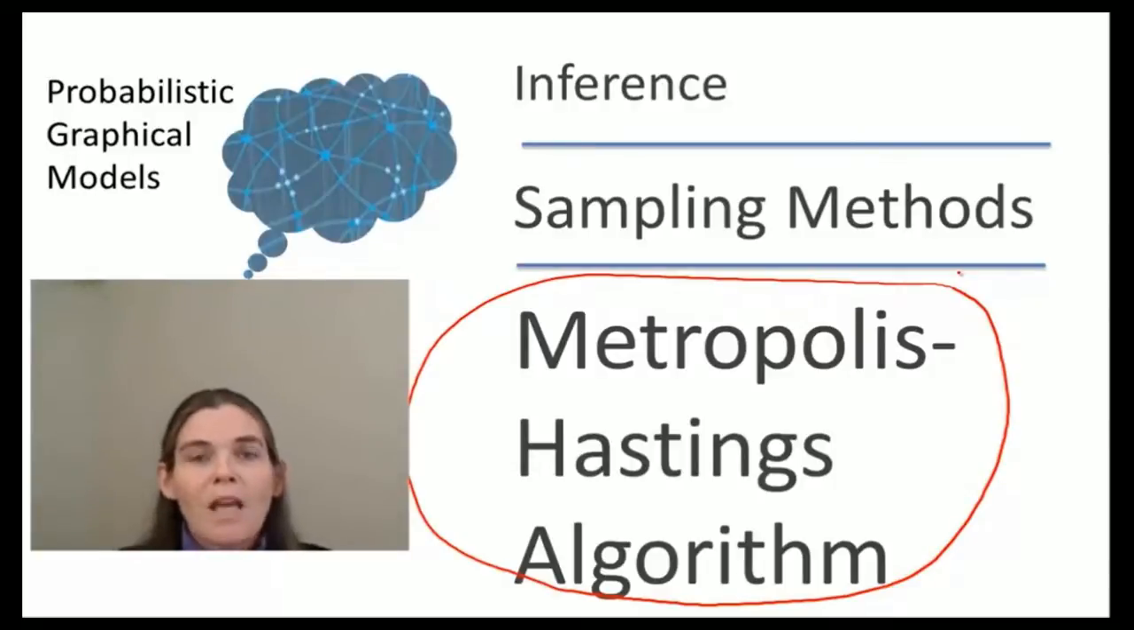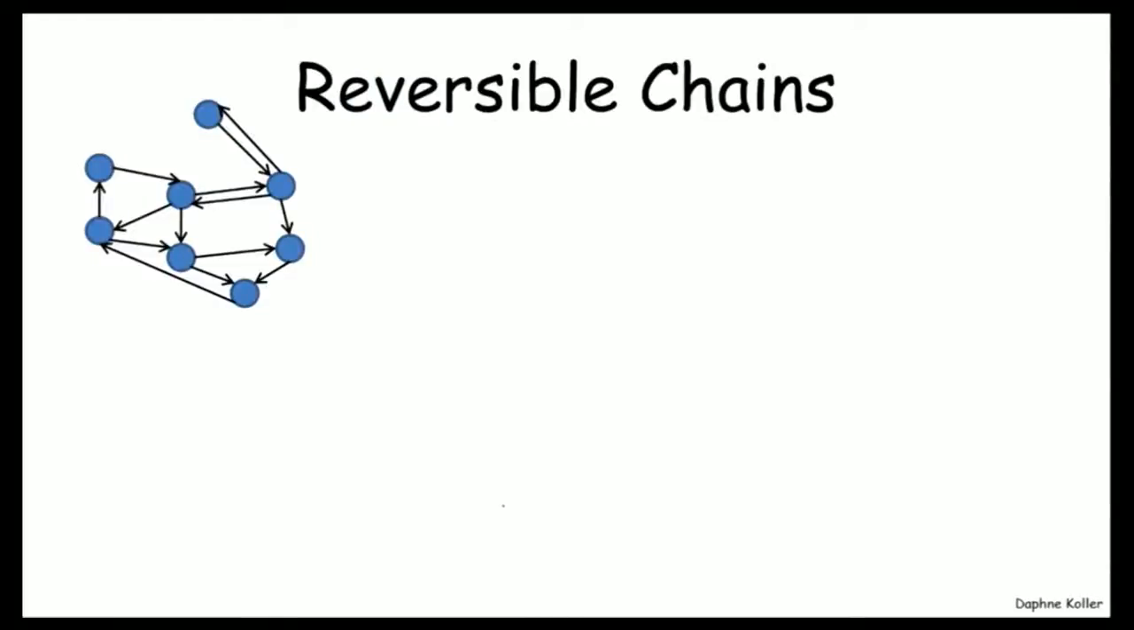In fact, for a given stationary distribution, we can construct a whole family of different Markov chains that explore the space differently, and then try and select among those or construct one among those that has good convergence properties for our distribution. So the key insight behind the Metropolis-Hastings method is the notion of a reversible chain. So what does it mean for a chain to be reversible?